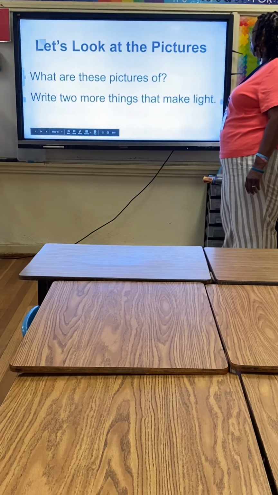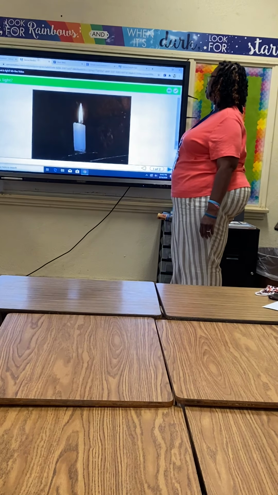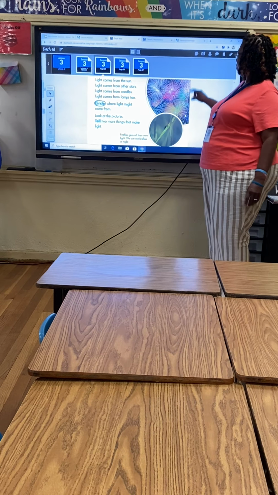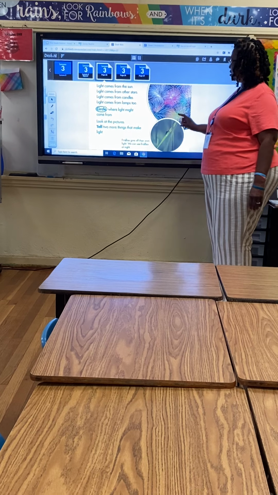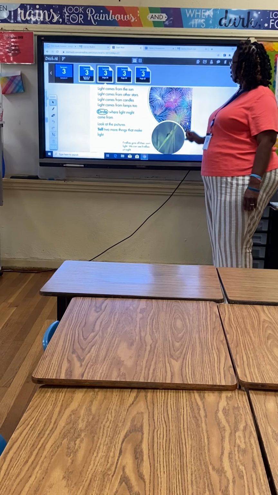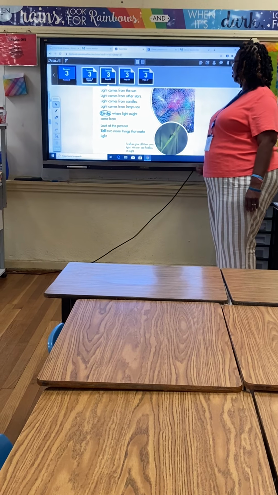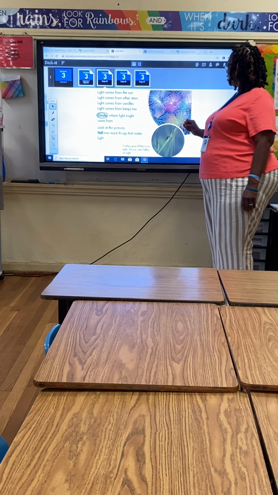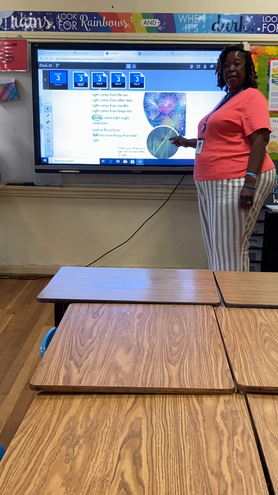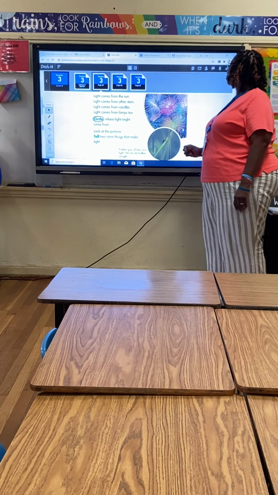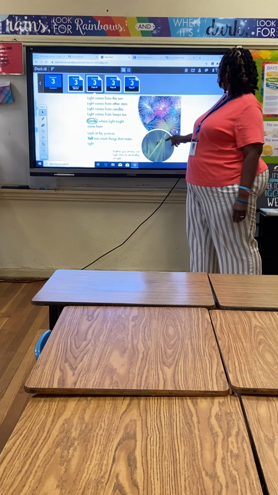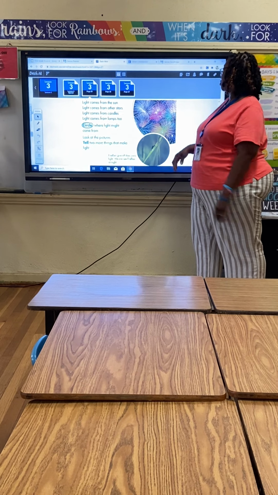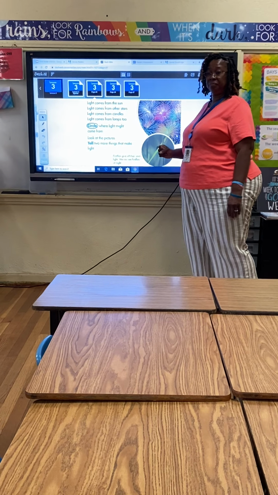Okay, let's look at the pictures at the bottom of the page. You see there are 2 pictures at the bottom of your page. One is in a big bubble, and the other one is in a small circle or bubble. In the big bubble, we see a picture of fireworks. In the second bubble, we see a lightning bug or firefly. Light comes from each one of these items.